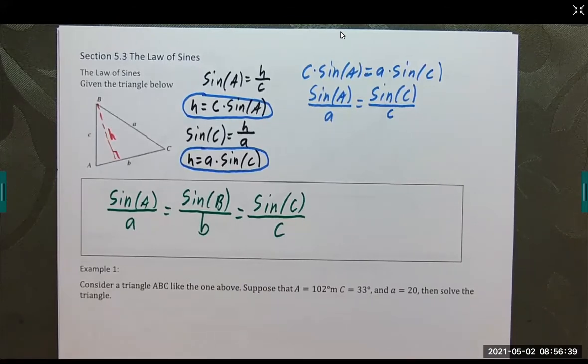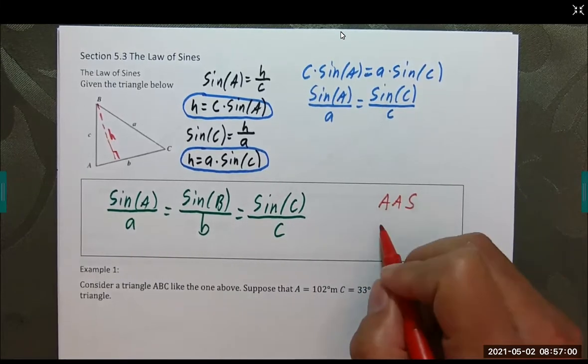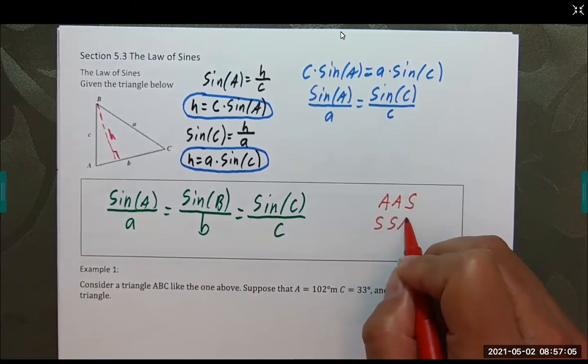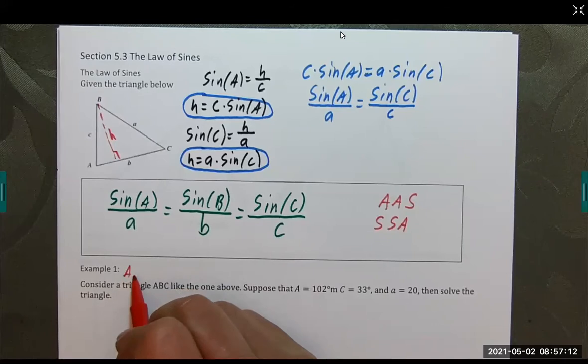Some books may write this differently, where everything's flipped upside down, where you have the side over the sine of the angle, but it really doesn't matter. Everything ends up being the same anyway. Now, we only use this when we have angle, angle, side, or, and this is the bigger deal, when we have SSA, side, side, angle. And I'll talk a lot more about that in a few minutes, but we're going to start with angle, angle, side like we have here.